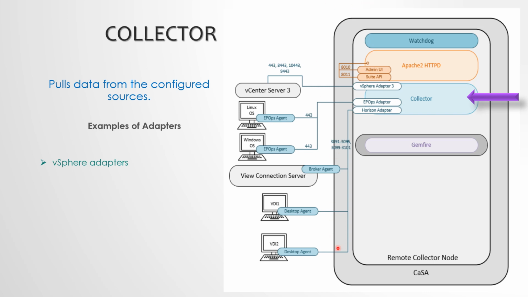So here you are seeing the node architecture of a remote collector. Here we have configured a vSphere adapter to monitor a single vCenter server. If you want to monitor multiple vCenter servers, then you need to configure a vSphere adapter for each of them. Now this adapter is providing vROps with the configuration information which is required to pull the data about the vCenter inventory and its metric data.